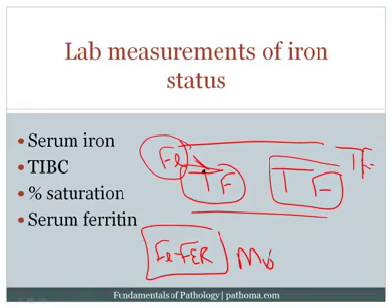If you want to know how many of the transferrin molecules are actually bound by iron, we can calculate a percent saturation. Finally, if you want to know how much iron is present in the storage sites, you can measure a serum ferritin. And so ferritin would tell us how much iron is actually present in the bone marrow macrophages and within the liver. So these are 4 key measurements, and they're going to come into play as we move forward in this discussion.